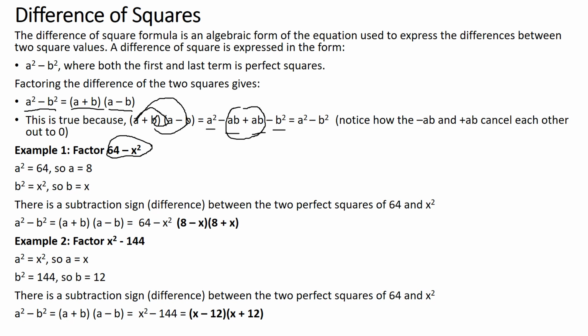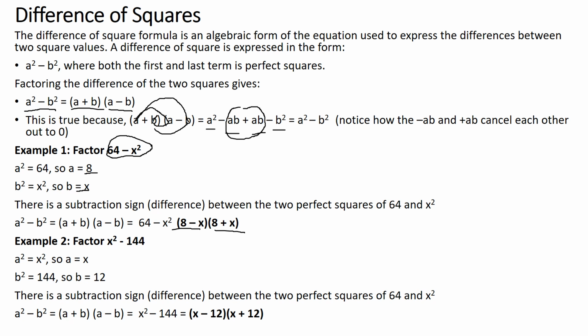As I said before, 64 minus x squared. Well, if my a squared is 64, that means my a is 8. 8 times 8 is 64. My b squared is x squared, that means my b is x. So this is simply going to be x minus 8 and x plus 8.